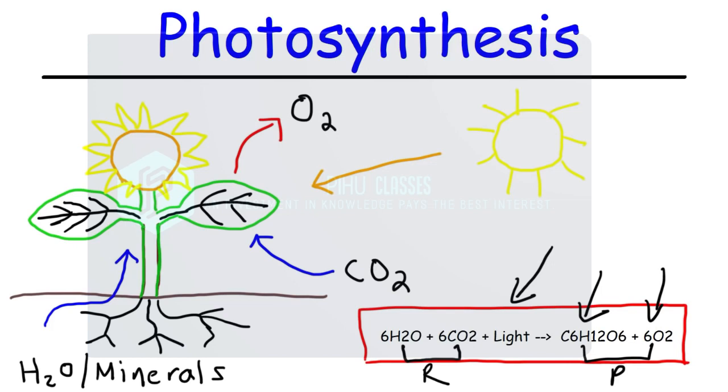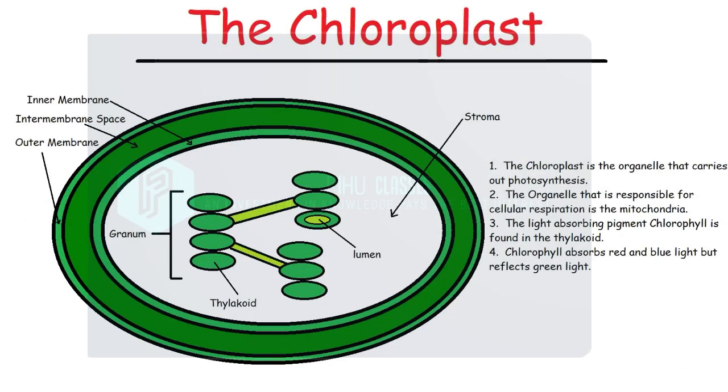The picture on the left tells you where these molecules enter and leave the plant. Water enters the plant through the roots. So the plant pulls up water and minerals that it needs through the roots from the soil. Carbon dioxide enters the leaves of the plant through tiny openings known as stomata. And oxygen leaves the plant through those same openings. So it's important to understand that water and carbon dioxide go into the plant and the plant releases oxygen during photosynthesis.